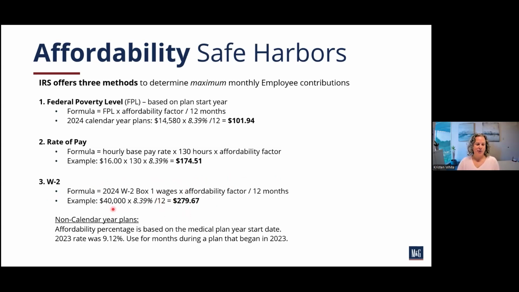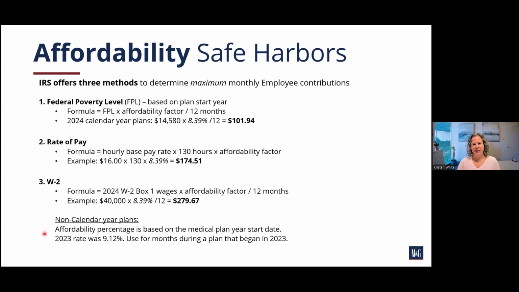I just use an example here, saying somebody's box 1 is 40,000. This is how much you could do. These are just examples. These are used maybe for our groups that can't meet that federal poverty level safe harbor, but maybe they pay all in commission, so they're not going to be able to use that rate of pay safe harbor. I do want to mention that all these rates I noted here are based on the 2024 calendar year plans.